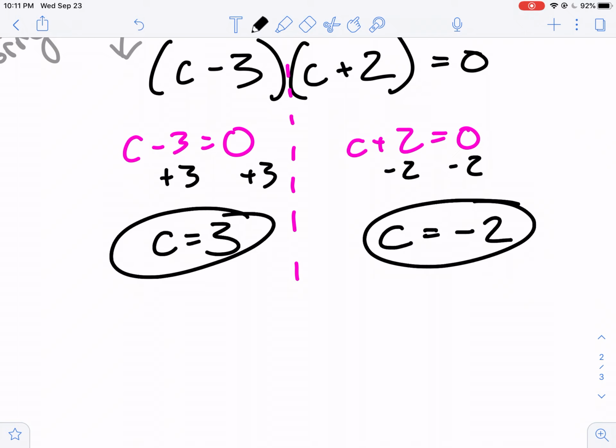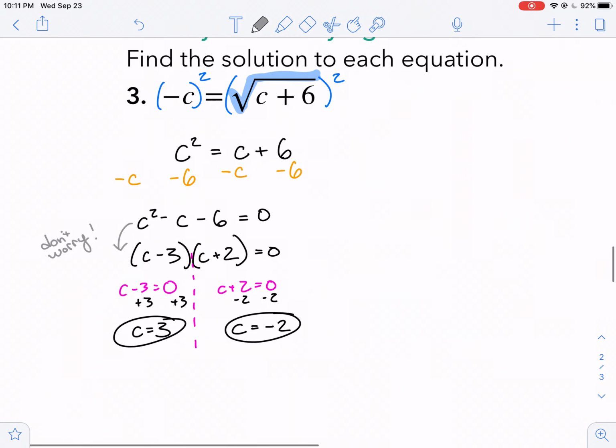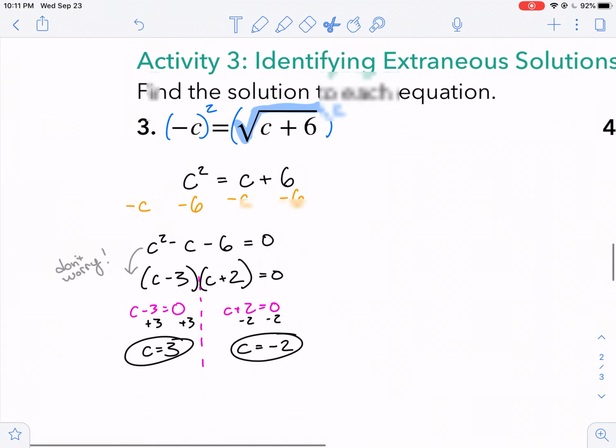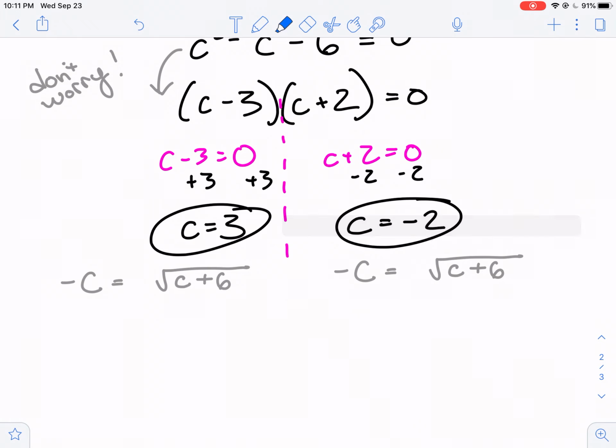Now let's see, is this true? Let's see for C. We're going to plug it in and find out. So we'll plug into our original equation. I'm going to copy it right here and then move it, if that's okay with you guys. Negative C equals the square root of C plus 6. Yeah, that was the original problem. And then I bring this down here. I want to test: is it true? If I plug C equals 3 in, will this still be true?